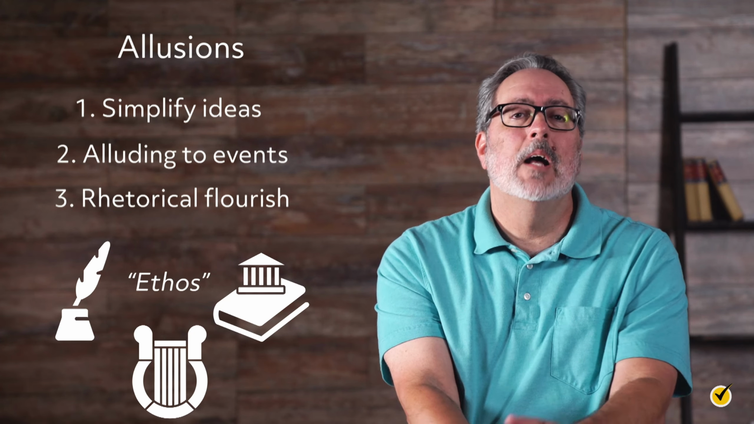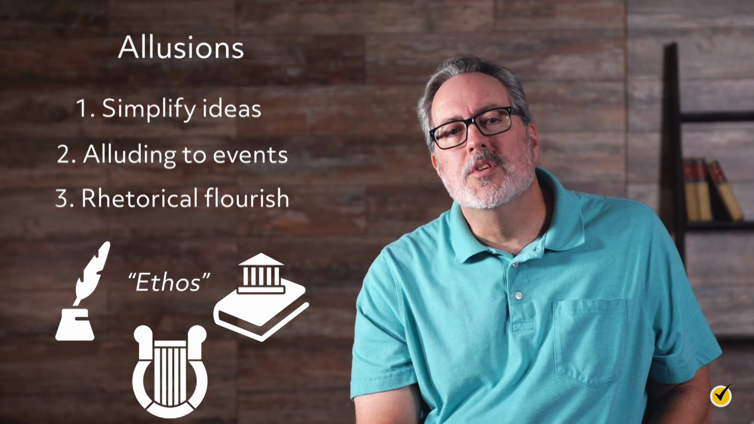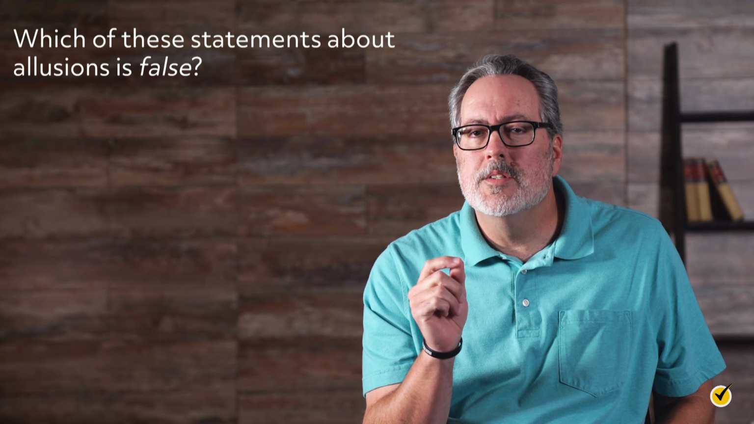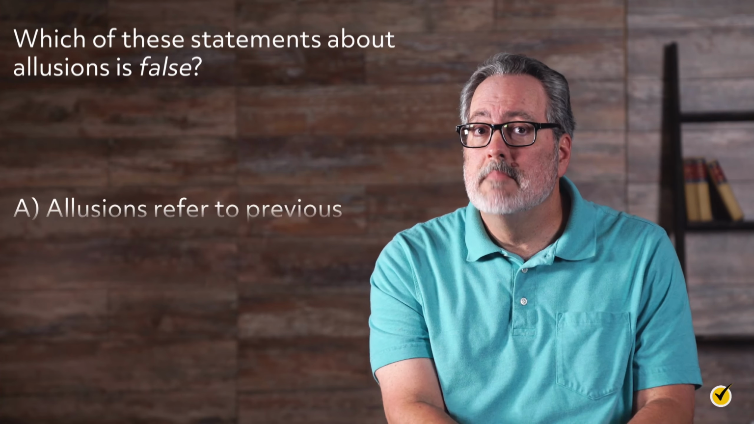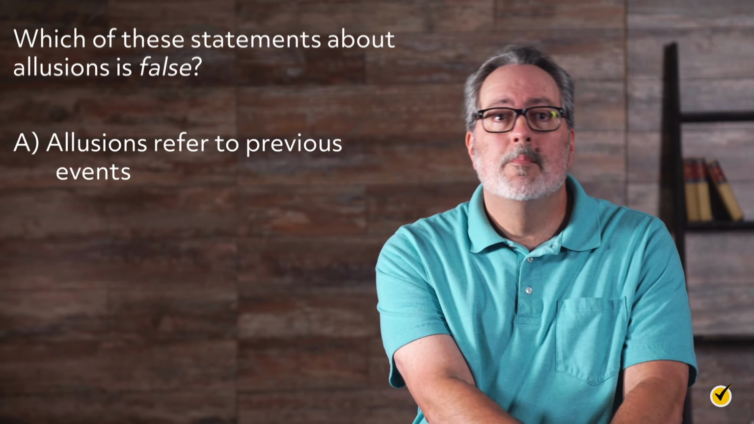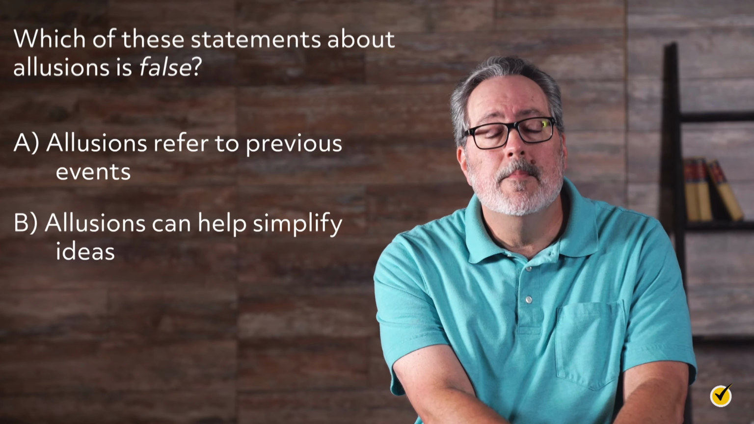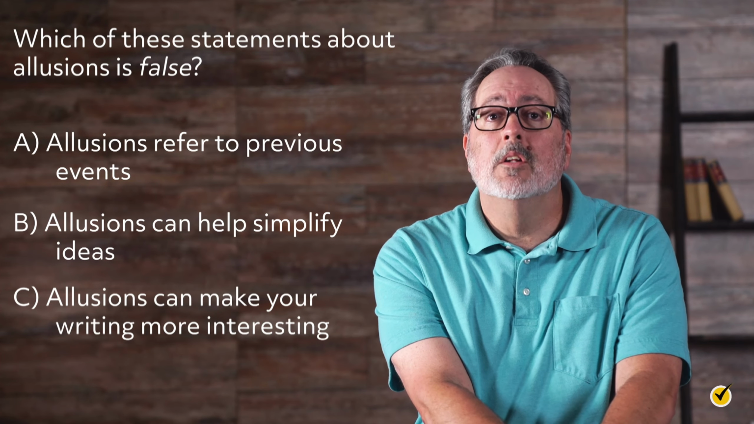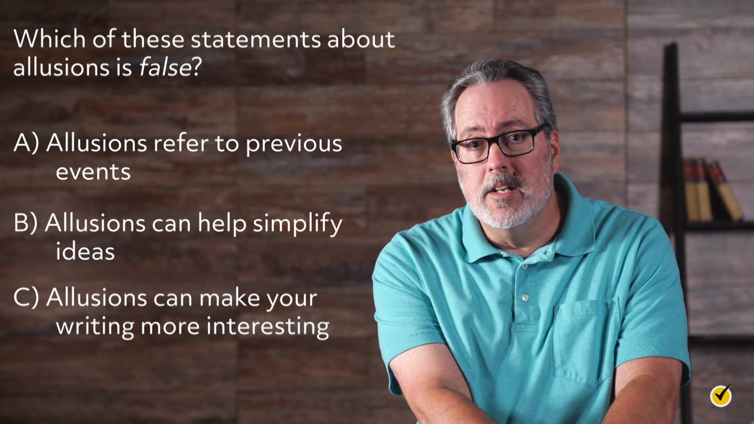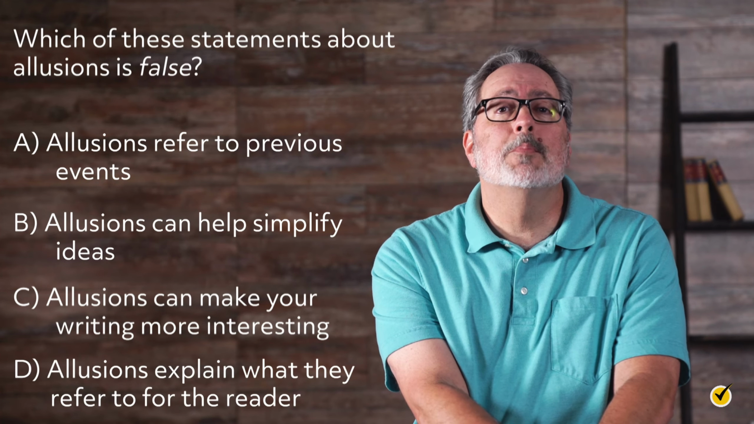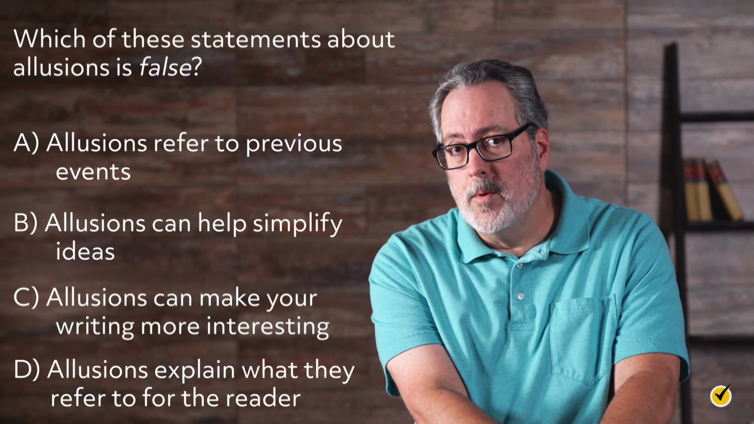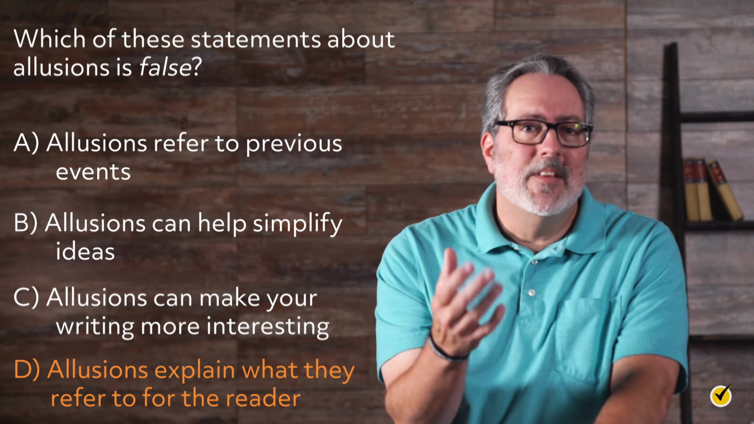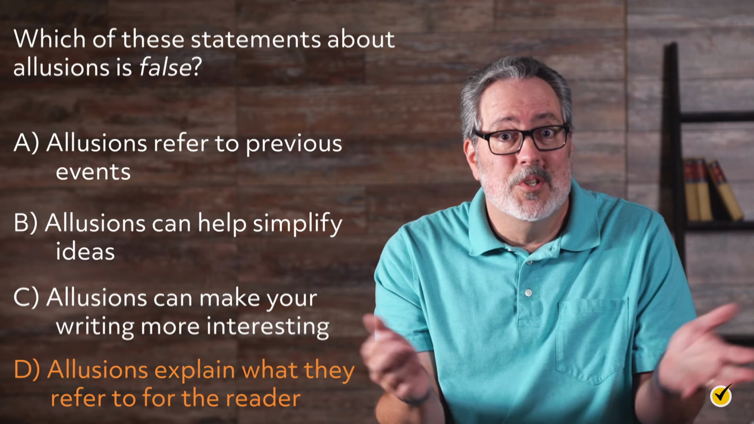Now, before we go, here's a review question to test your knowledge. Which of these statements about allusions is false? A. Allusions refer to previous events. B. Allusions can help simplify ideas. C. Allusions can make your writing more interesting. Or D. Allusions explain what they refer to for the reader. The correct answer is D. Remember, if you're having to explain your reference, it's not an allusion anymore.